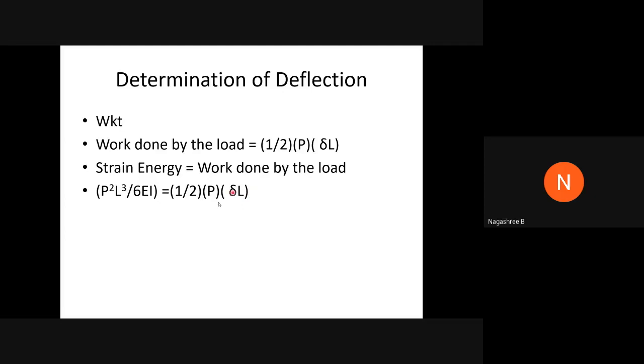Therefore, P and P get cancelled once, and 6 gets cancelled by 2, leaving 3. So delta L is equal to PL cube divided by 3EI. PL cube divided by 3EI is the deflection for the cantilever beam when it is loaded with a concentrated point load at the free end. Is it clear to all of you?